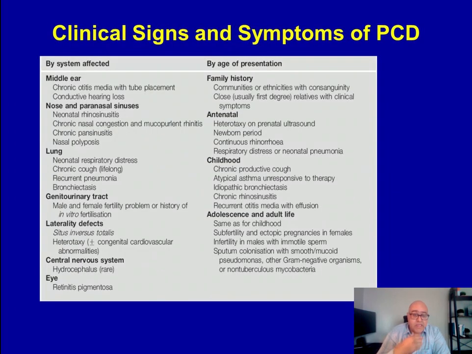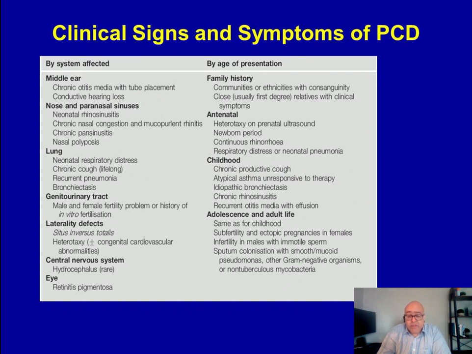And this table gives more of a summary of the kind of problems that patients with primary ciliary dyskinesia can face. So clearly ear issues, nasal problems, all of those issues relating in the lung, particularly bronchiectasis.